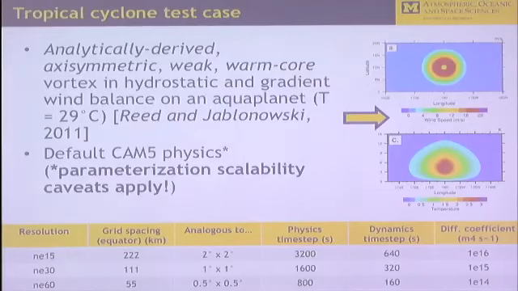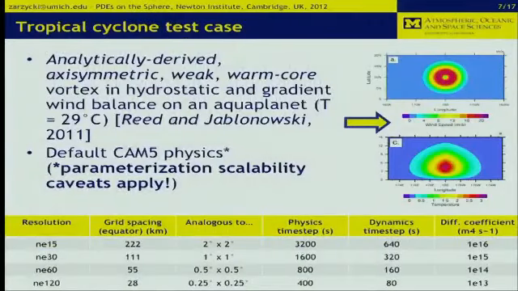So now we then moved on to test cases where we're actually using the CAM physics. We're going to use an analytically derived axisymmetric weak warm core vortex, and we're going to set it up in hydrostatic and gradient wind balance. Those of you who were at DCMIP will probably recognize this as test case 5. In particular, we're going to be using test case 5.2 because we're using the stock physics from CAM 5.